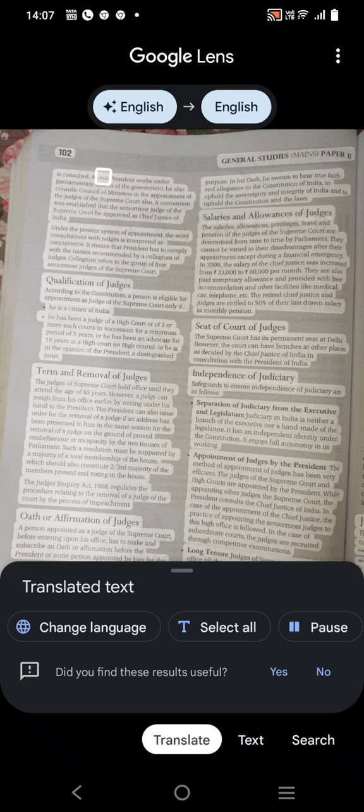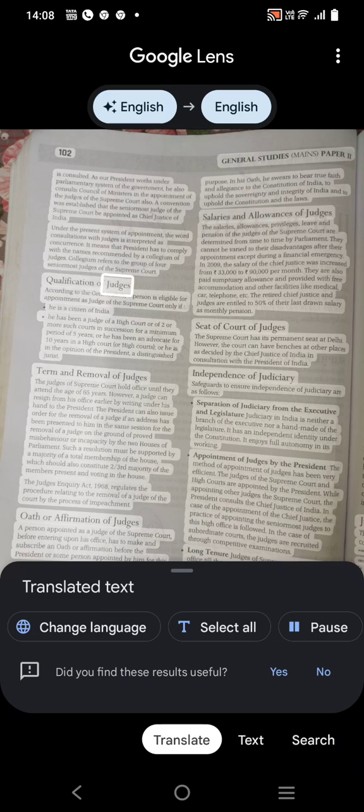is consulted. As our President works under the parliamentary system of government, he also consults the Council of Ministers in the appointment of the judges of the Supreme Court. A convention was established that the senior-most judge of the Supreme Court be appointed as Chief Justice of India. Under the present system of appointment, the word consultation with judges is interpreted as concurrence. It means that the President has to comply with the names recommended by a collegium of judges. Collegium refers to the group of 4 senior-most judges of the Supreme Court.